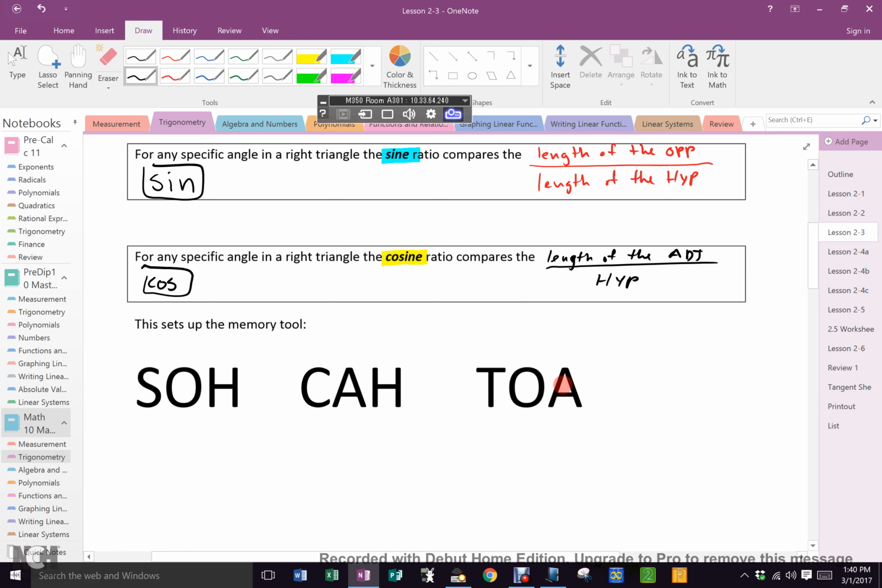So, SOHCAHTOA, what does that stand for? Sine uses opposite and hypotenuse. Cos uses adjacent and hypotenuse. And tan uses opposite and adjacent.